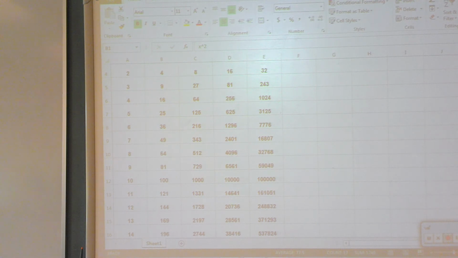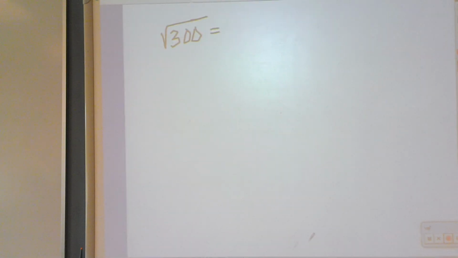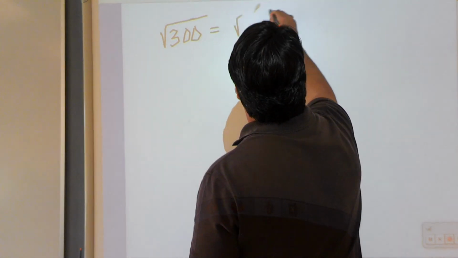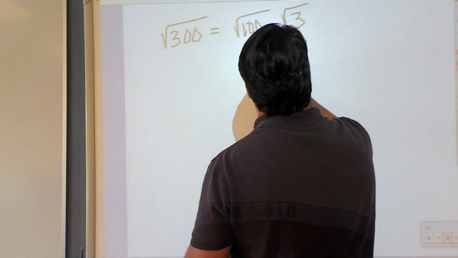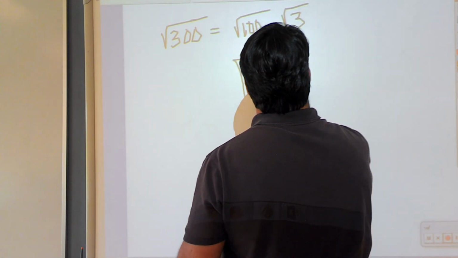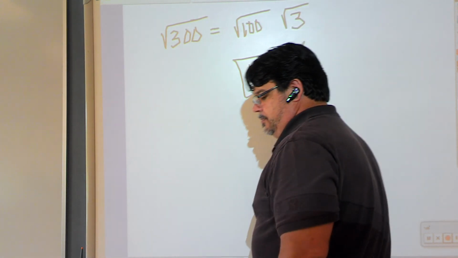So what number am I looking for to kind of make things easier? 100. 300 is divisible by what? 100. You always want to go with the bigger divisor. So break that up into 100 times what? 3. And that'll give you 10 times the square root of 3 is equal to the square root of 300.